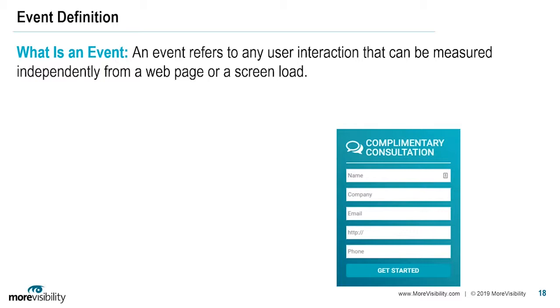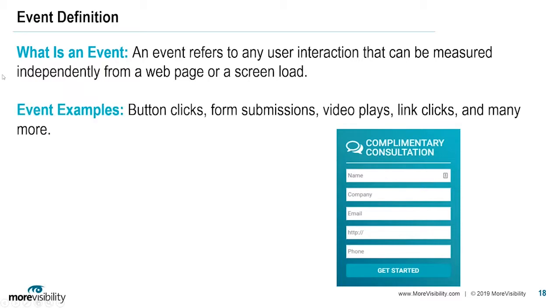Although the page is already loaded and tracking in Google Analytics, we want to see how many people click that get started and fill out the form. Some other examples of events would be button clicks anywhere on your website, form submissions, video plays, which I mentioned previously, link clicks, which could be links in themselves or additional internal links on your website, and even email, as well as many, many more.